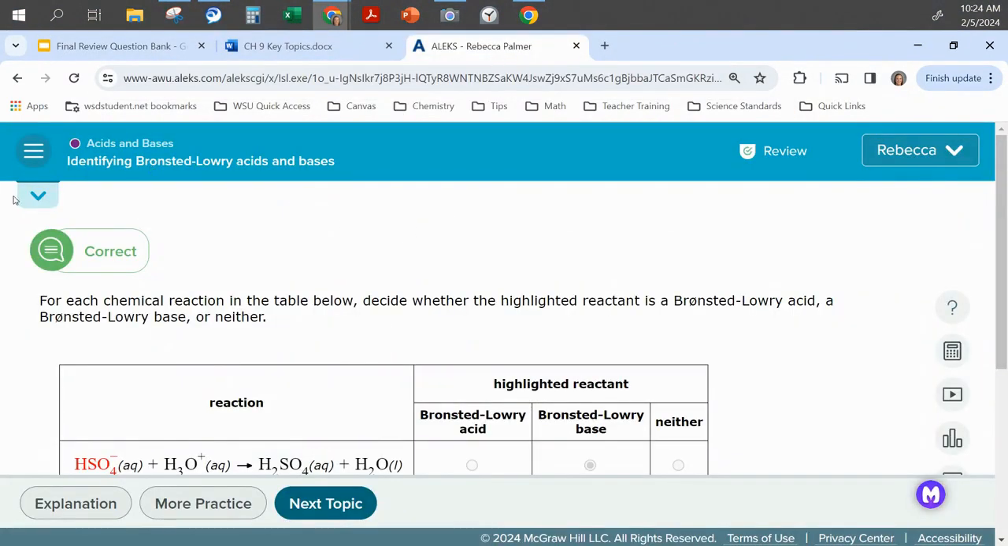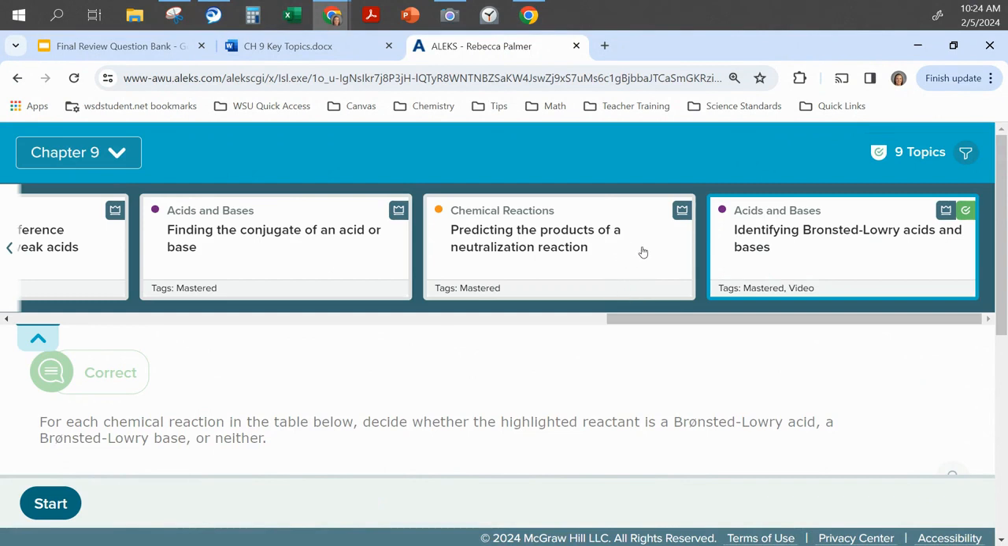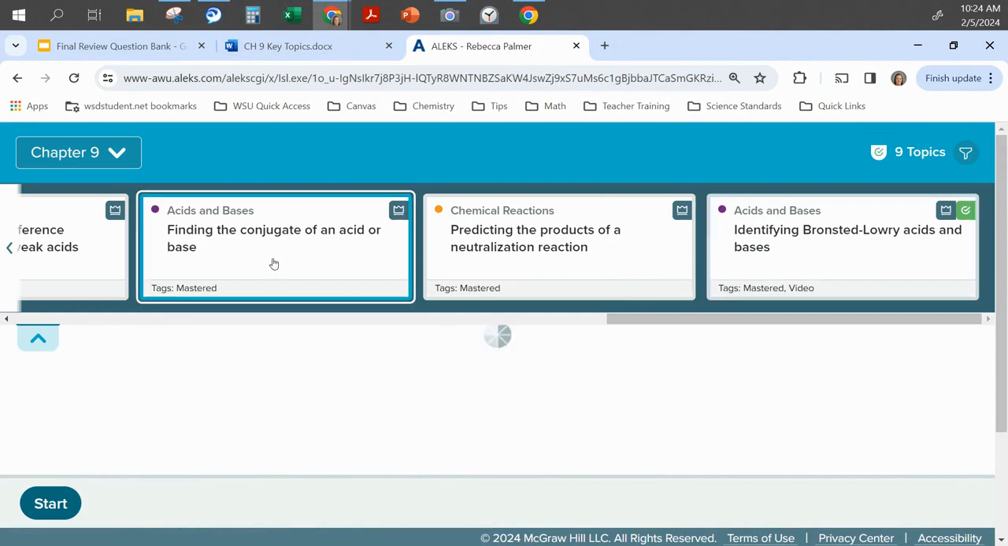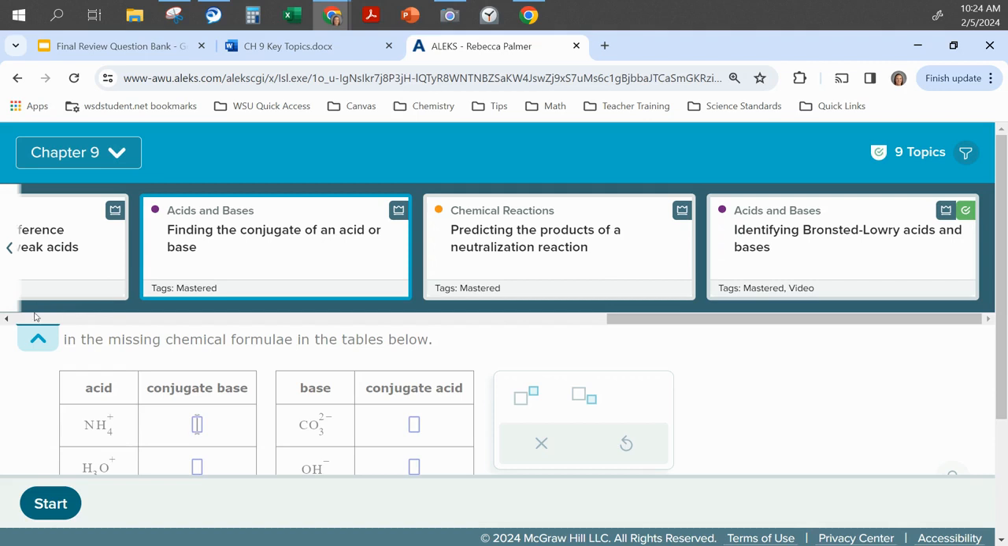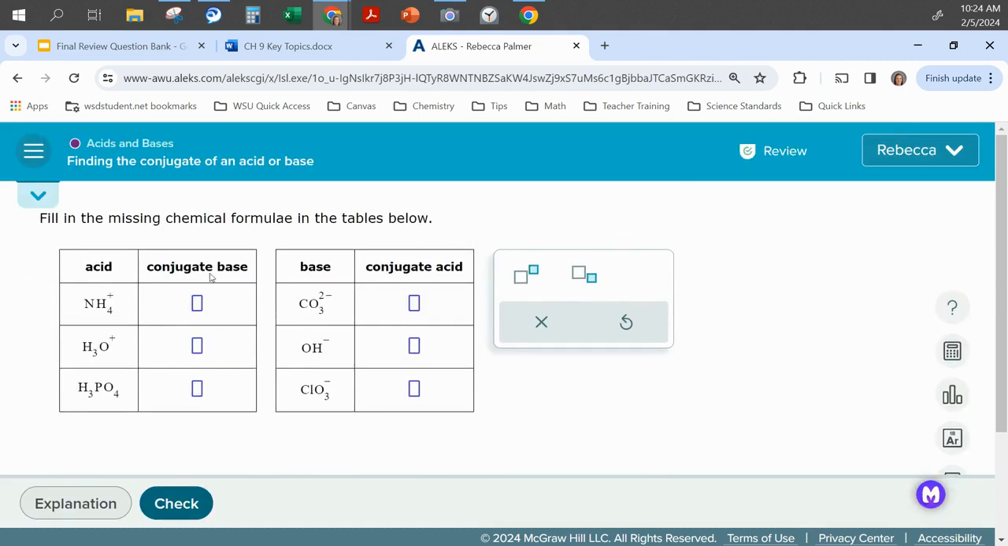Here it is. We're looking for finding the conjugate acid or base, the conjugate of an acid or base. Okay, so this is where it's tricky. You have to decide, okay, this is the acid. What happens with an acid?